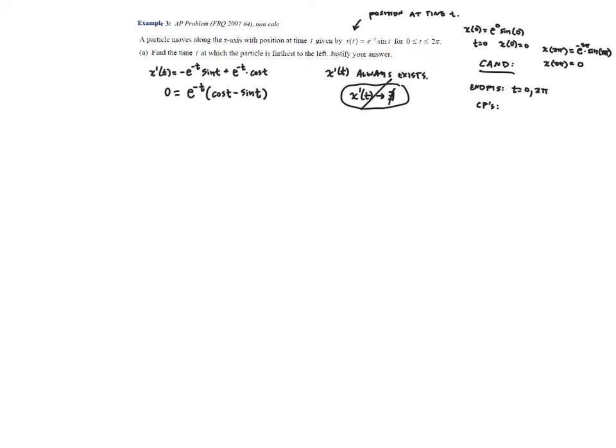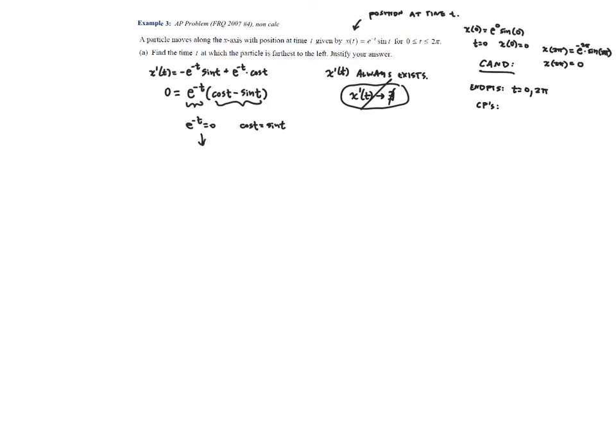Now, I want to know then where either this equals 0 or where this expression equals 0. Now, where cosine of t minus sine of t equals 0 is where cosine of t is equal to the sine of t.